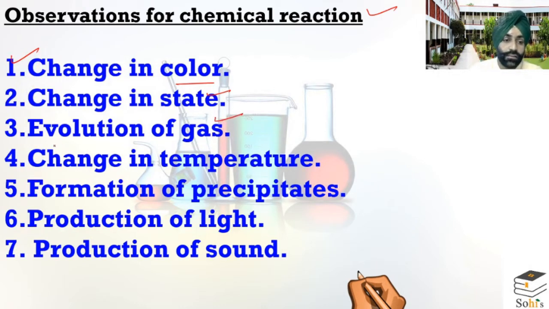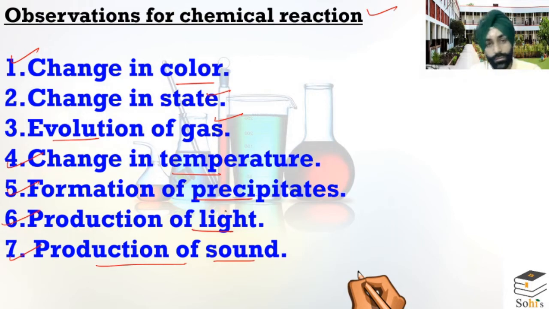Third point is evolution of gas. There is a production of gas. Number 4, change in temperature. Heat is absorbed or heat is released during the reaction. Fifth is formation of precipitates. What are precipitates? We will discuss later on in this video. And number 6, production of light, and 7th is production of sound. These are the 7 observations for chemical reactions.